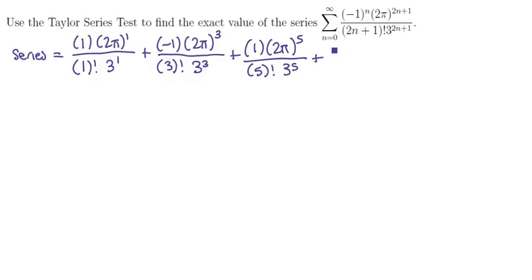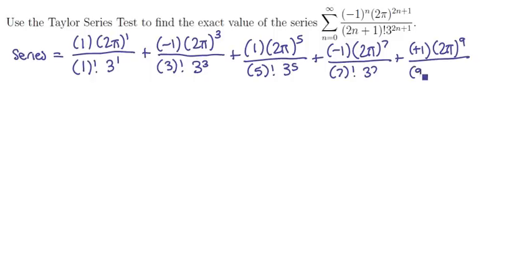The next term, when n is 3, we'll have (-1)^3. Then we'll have (2π)^(3+1), or 7, over 7 factorial times 3 to the 7th. And then the next term will be negative 1 to the 4th power, so positive 1, (2π)^(4+1), 9, over 9 factorial times 3^9, and so on. So hopefully we can find the pattern from this thing right here.